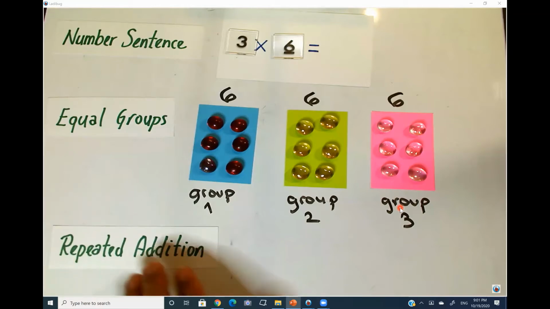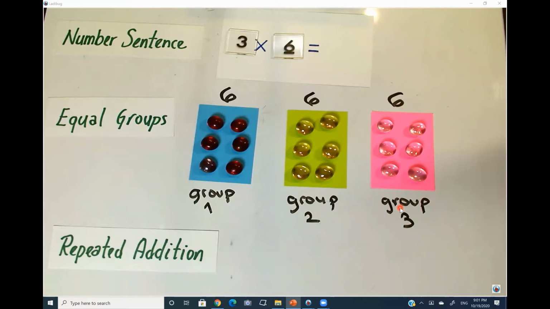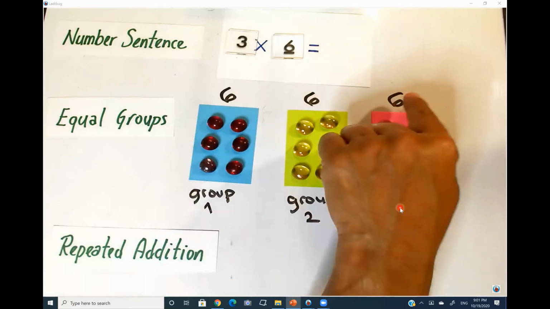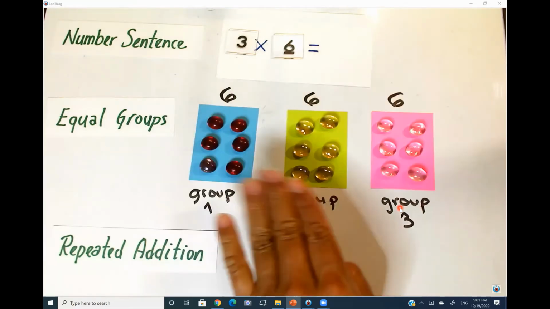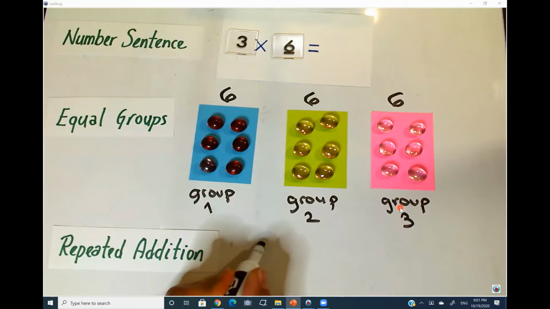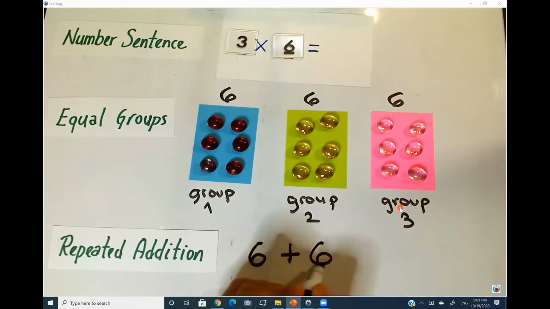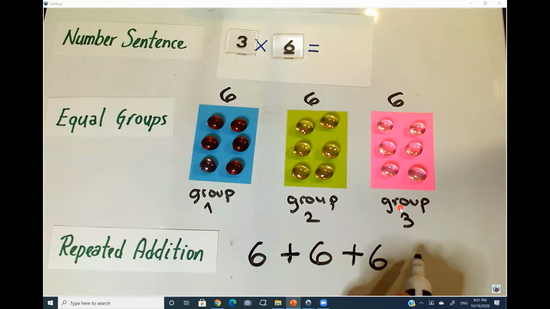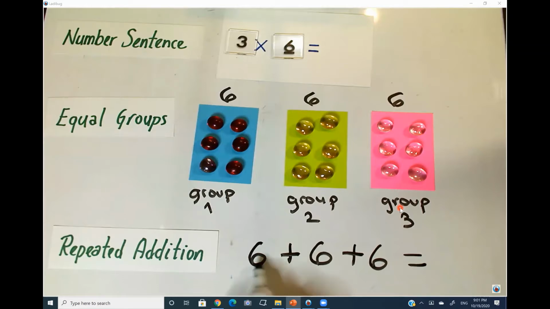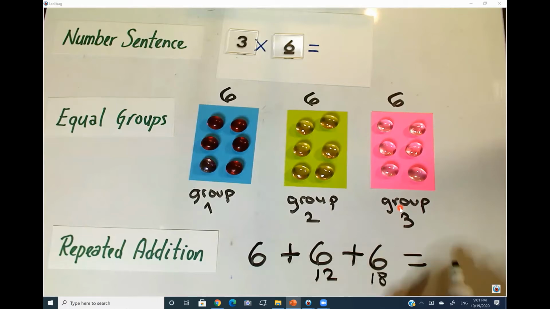Now, when we have repeated addition, we're going to write or add the number that is repeated many times. In this case, the number that is repeating is 6, and it's repeating 3 times because I have 3 groups. So my repeated addition is going to look like 6 plus 6 plus 6. Now, when I add these numbers, I'm going to get my answer. To get my answer, I'm going to do the partial addition. So I'm going to start with 6 plus 6 makes 12, and 12 plus 6 makes 18. So the answer to my problem is going to be 18.